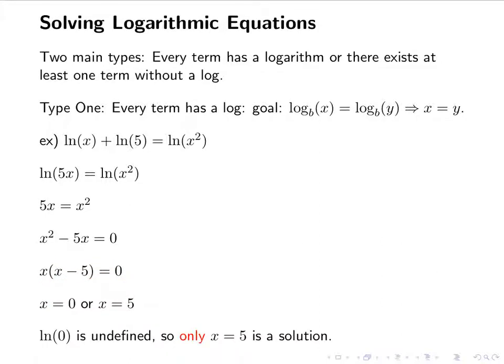What we have to consider is the fact that I can't plug anything I want into a log. Remember, we do have those restrictions. In particular, I cannot plug in 0. So if x is 0, then in both of these logs, I'm getting ln of 0, and that's undefined. Right? No matter how hard I try, I cannot raise e to a power and get 0. So in this case, 0 is not actually a solution, and x equals 5 is the only solution. So you do have to go back and make sure that what you're plugging in is actually in the domain.